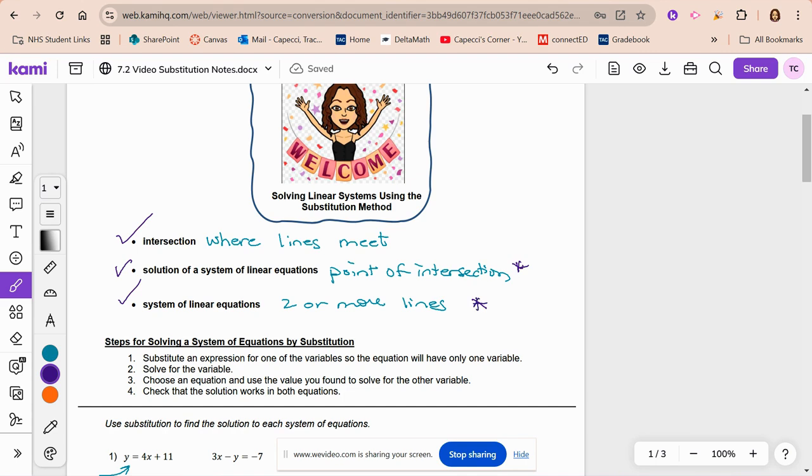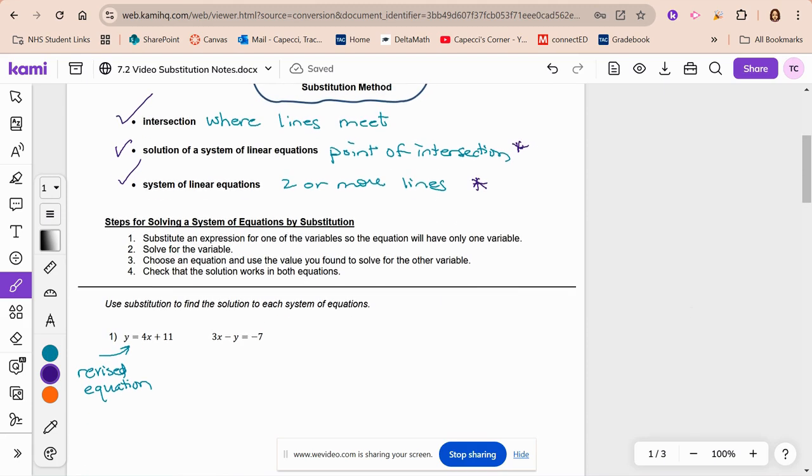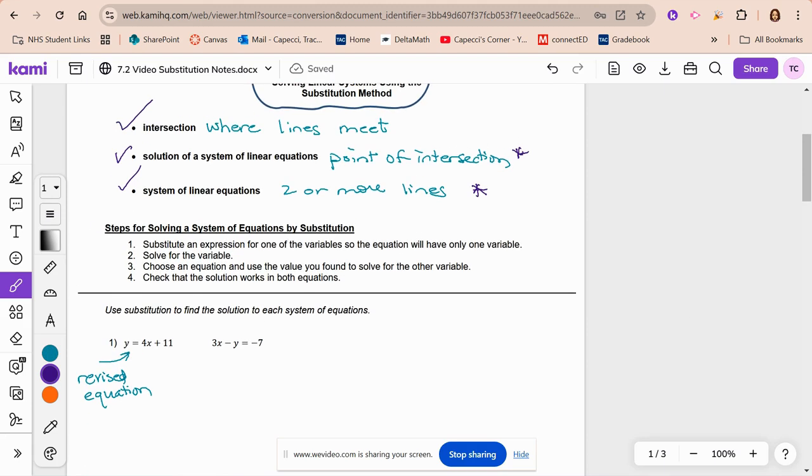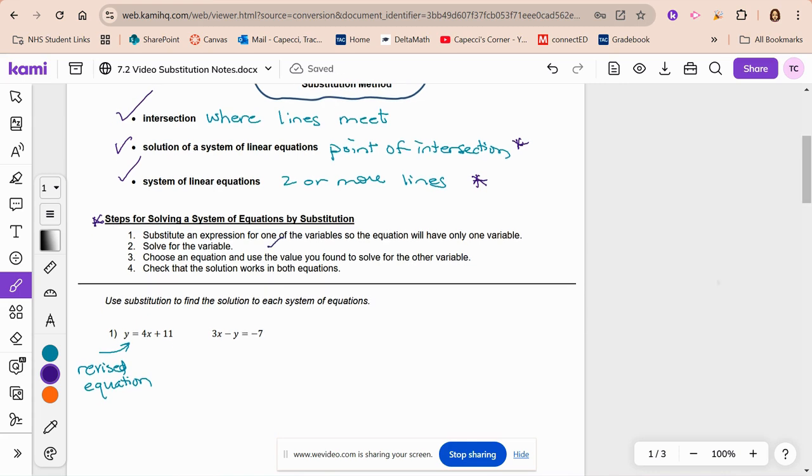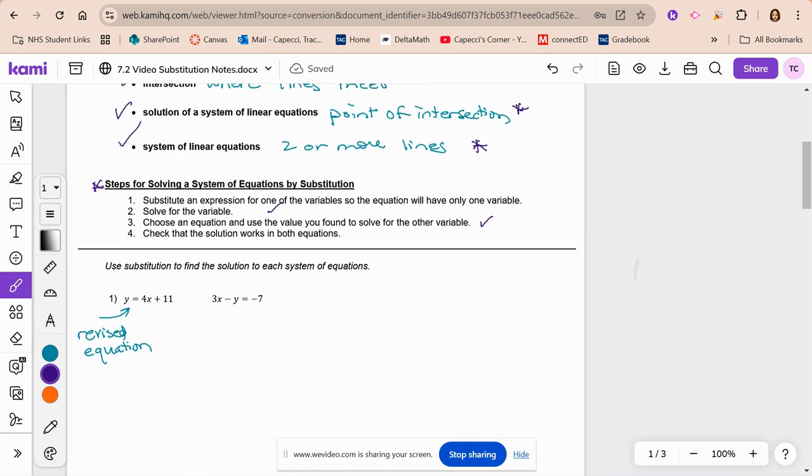So this time, instead of graphing it and seeing where they meet, we're going to solve it algebraically using the substitution method. Here are the steps you can always go back to. You can pause the video to see it. We're going to solve one equation for one variable, and then we're going to substitute in the other equation, and then we're going to be able to check our solutions.